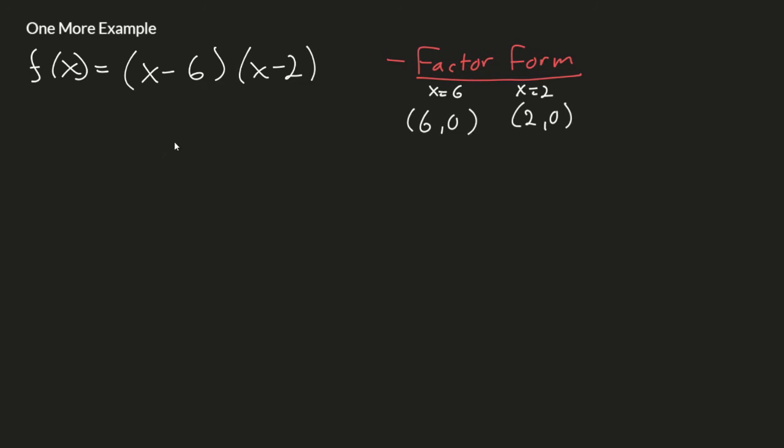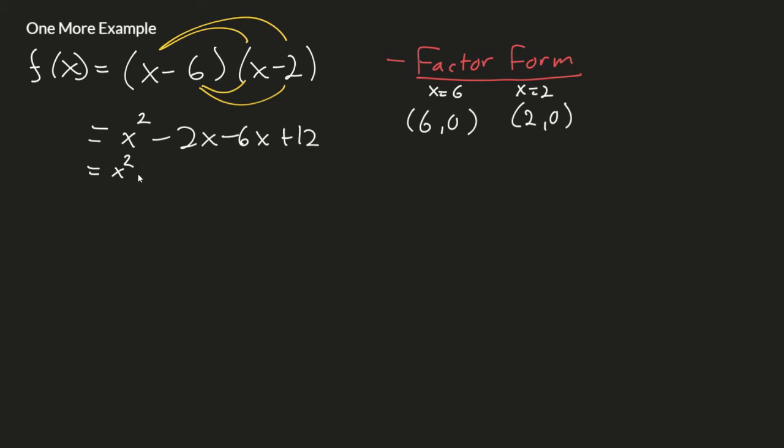From here, we're going to go ahead and represent the function in standard form. And the way we get it into standard form is by distributing out all of our values here, right? We're going to distribute and multiply. So let's go ahead and do that. First, outer, inner, last. We get x squared minus 2x minus 6x plus 12. If we simplify, we get x squared minus 8x plus 12. This is our standard form.